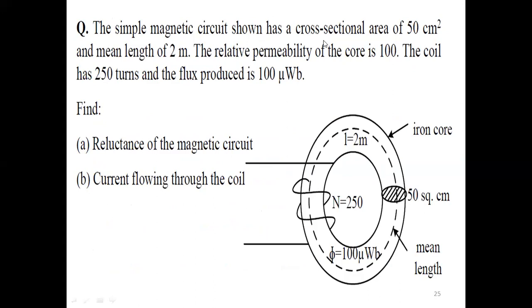By understanding the question, you can draw this diagram. Only one ring is there here. This is the area, this is the length, this is the N phi. So a simple magnetic circuit we are going to call this one.